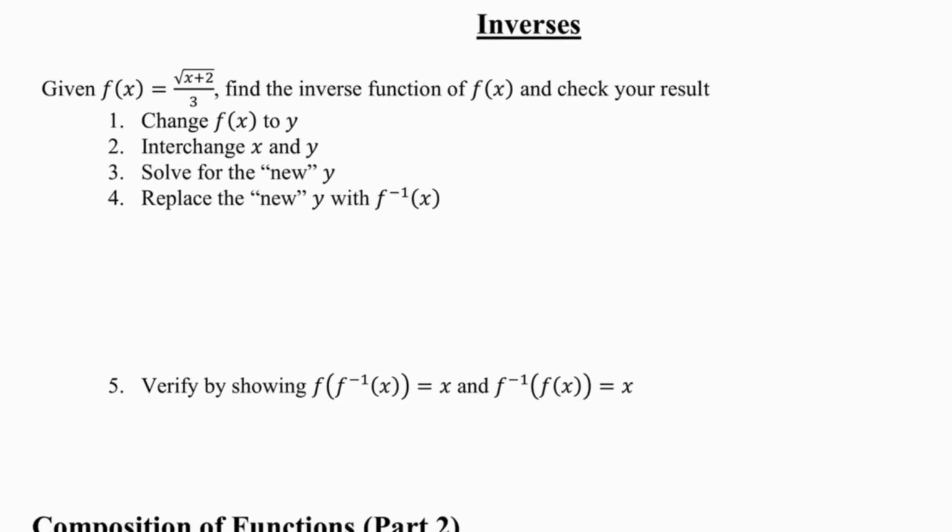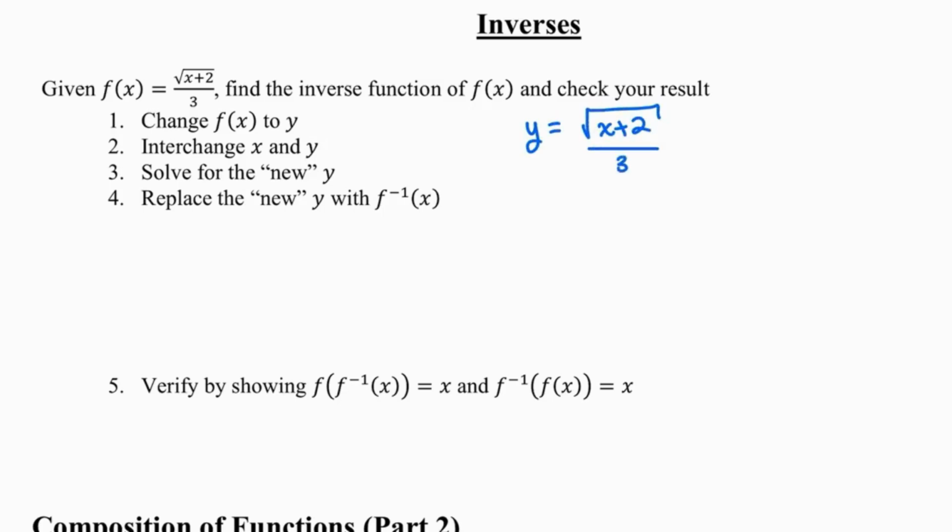All right, so something that I want to make sure that there's a video for is inverses. How do you go from a function and write its inverse? Well, there are these four steps here. The first step is to change f of x to y. So they gave us f of x is the square root of (x plus 2) all over 3. So I'm going to write that as y equals the square root of (x plus 2) all over 3.